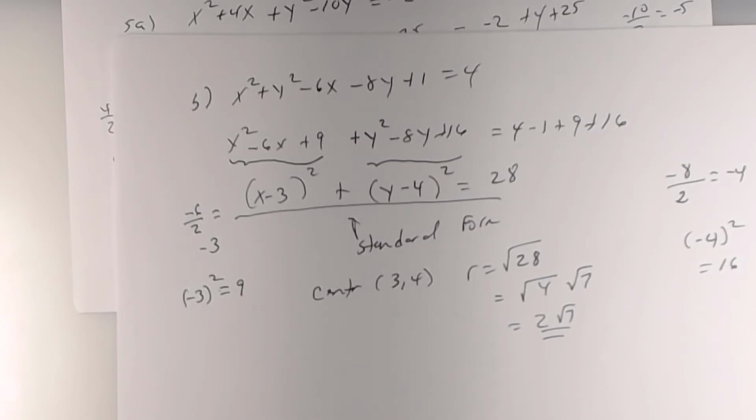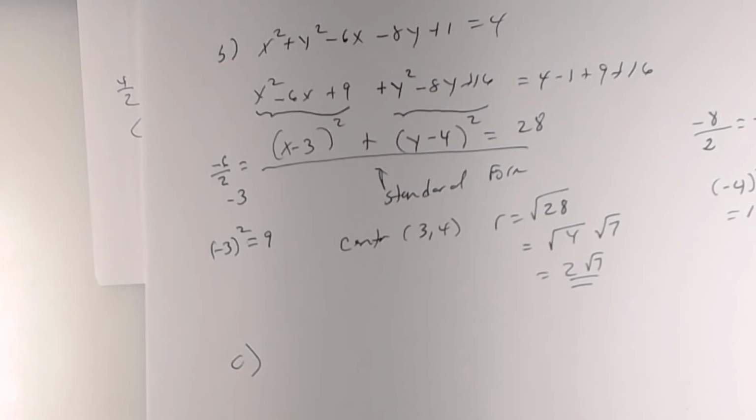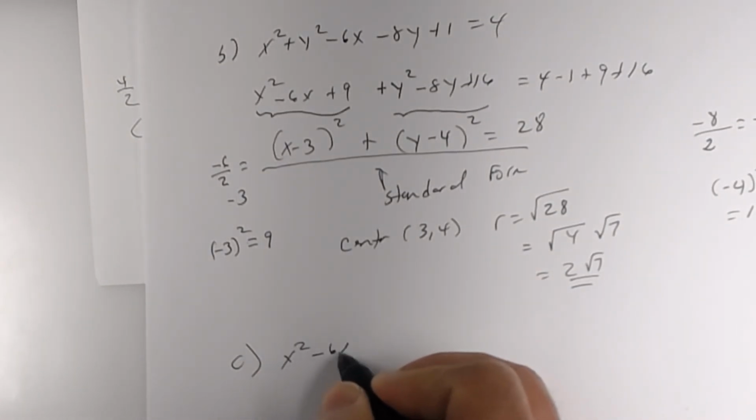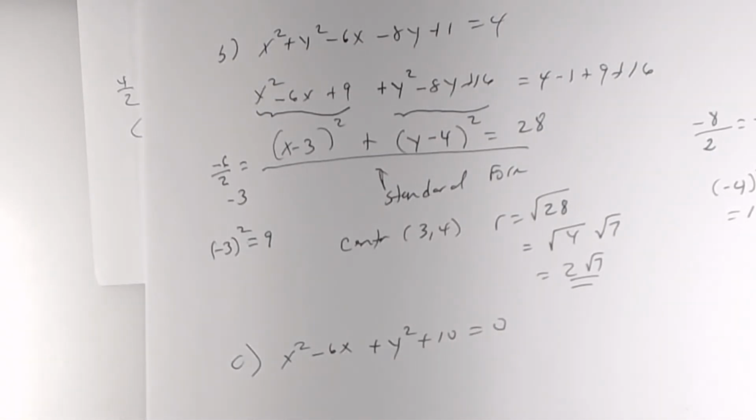One more. Look at C. So C is this. You have x squared minus 6x plus y squared plus 10 equals 0. Now don't let C throw you off. Think about everything we've talked about today and when we did circles last week and when we talked about quadratic equations. Okay, what's the first step?